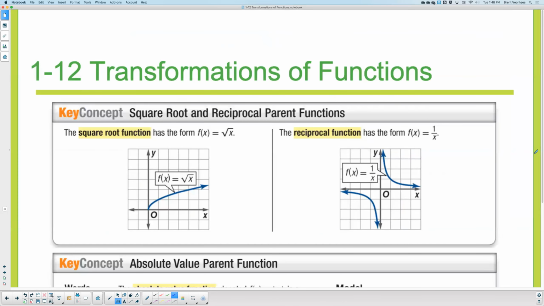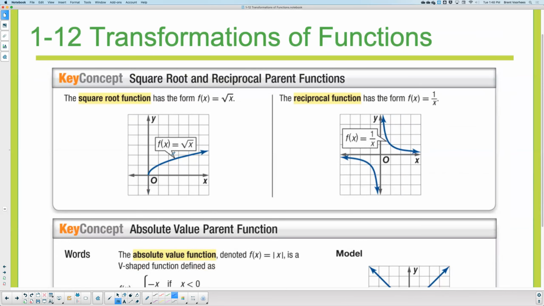Okay, next, going into the square root function here. This is a square root function. What it is, it's half of a sideways parabola. Now, what do I mean by half of a sideways parabola? This isn't a part of the graph, but I'm going to add something here. If it went like this, you see how now it looks like a sideways parabola?